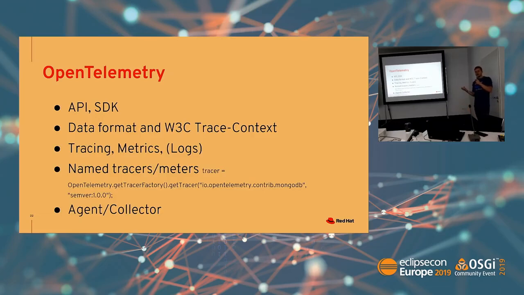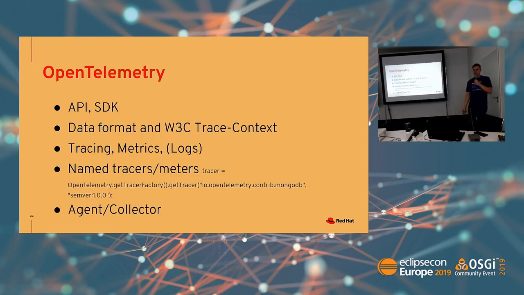One of the biggest changes is how we get the tracer. There will be a concept of so-called named tracers. So you will provide the name and the version. This is useful when you would like to disable tracing for a specific component. So let's say the MongoDB client is creating a lot of spans, which don't provide any value. You can then simply disable it in the configuration.